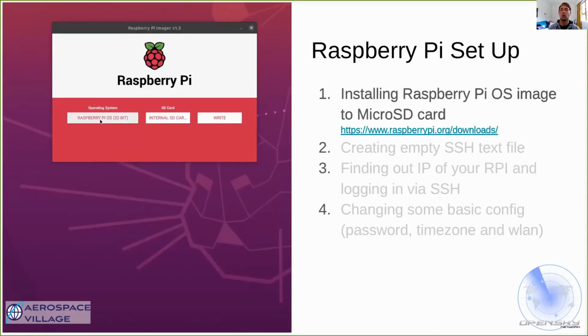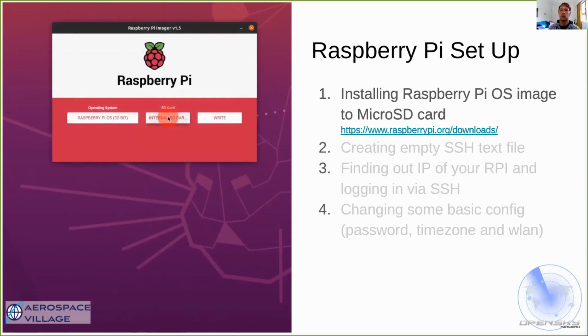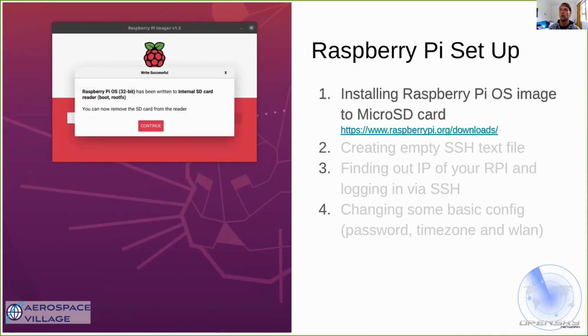On a PC or laptop that has an SD card reader, install a Raspberry Pi OS to the microSD card. We are using Imager that is available from the Raspberry Pi download section. So first we choose the operating system as Raspberry Pi OS 32 bits and the SD card that we want to install it on, and then press write.